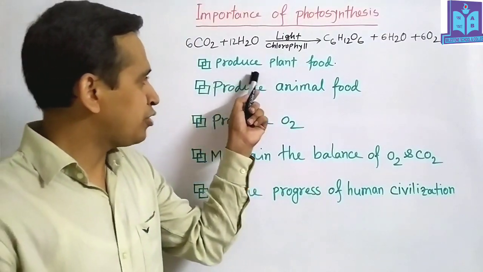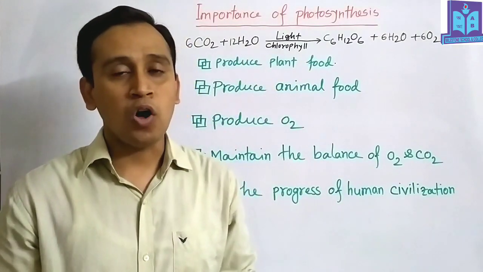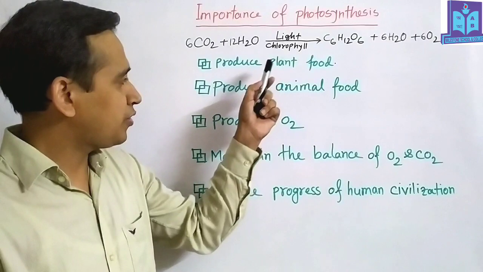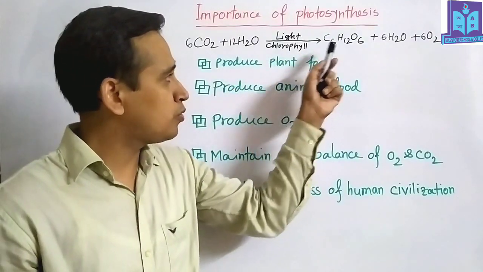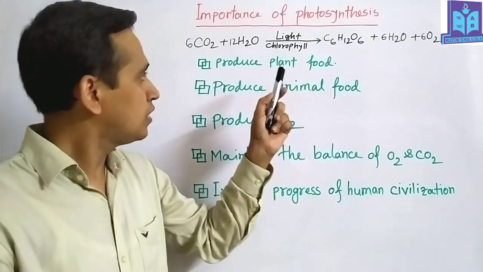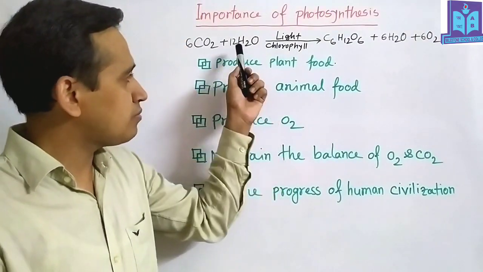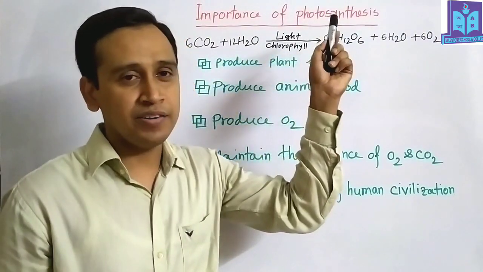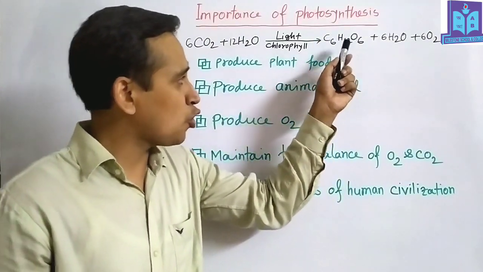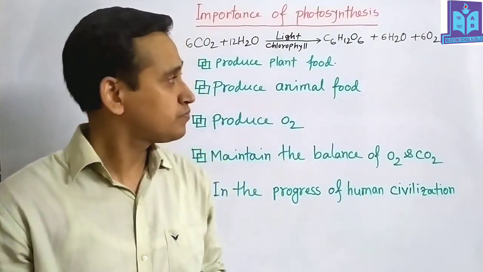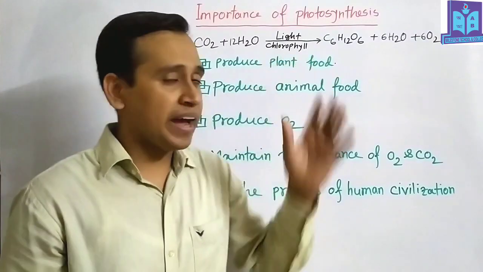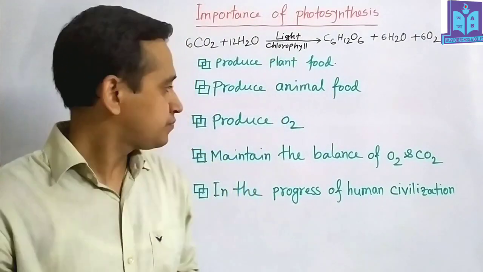First one is producing plant food. You know, only green plants produce their own food through the photosynthesis reaction. Green plants absorb the solar energy and convert the solar energy into chemical energy, and the chemical energy is stored in carbohydrate foods. That's why green plants are called autotrophic.